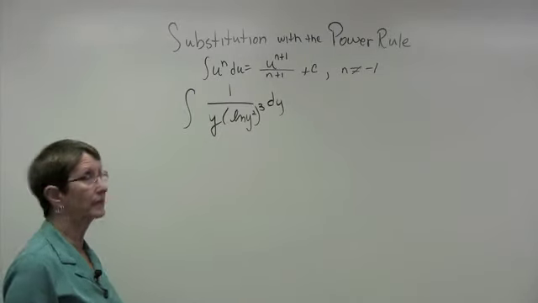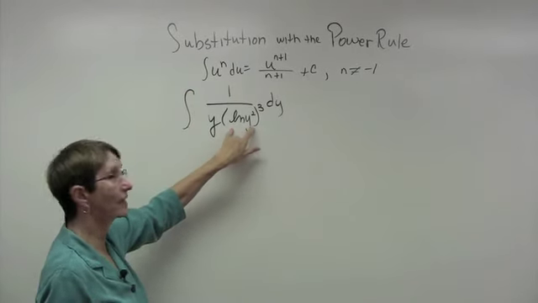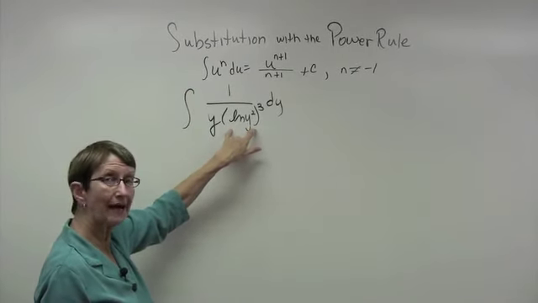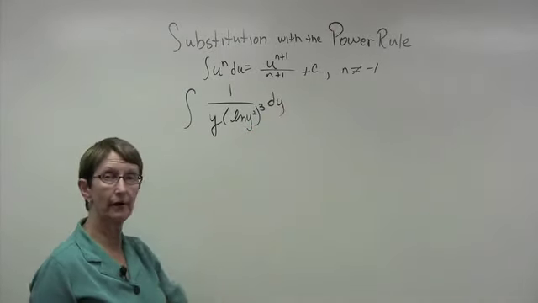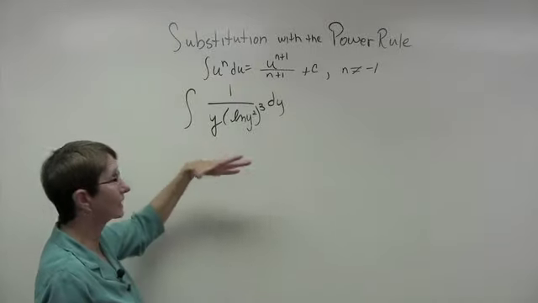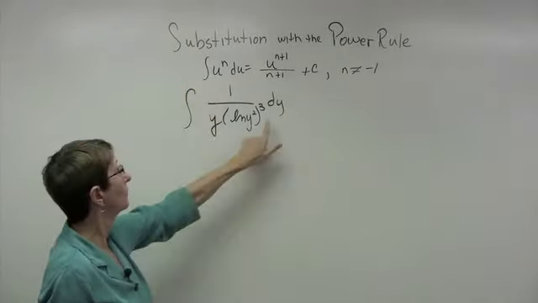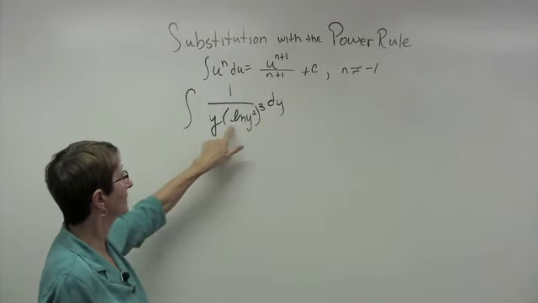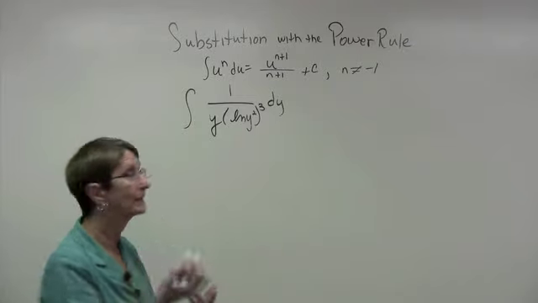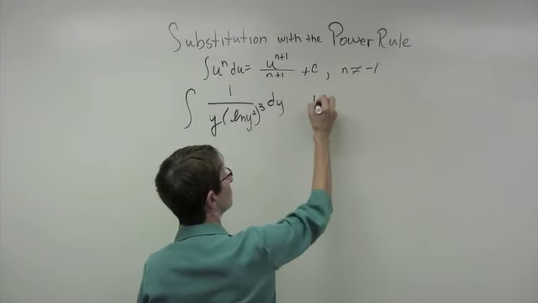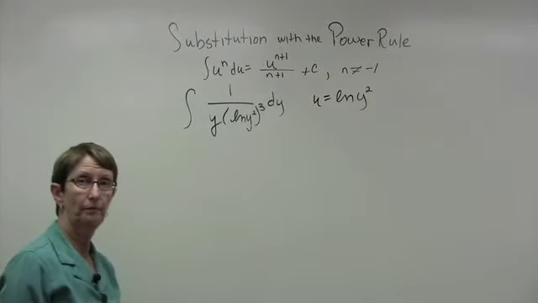Let's look at this example now. The integral of 1 over y times the quantity ln of y squared to the 3rd power dy. So y is our variable, and we have to look again, what rule do we use? This is in the section called power rule, so we look for a power. So what's inside here must be the base u for the power rule. So u is natural log of y squared.